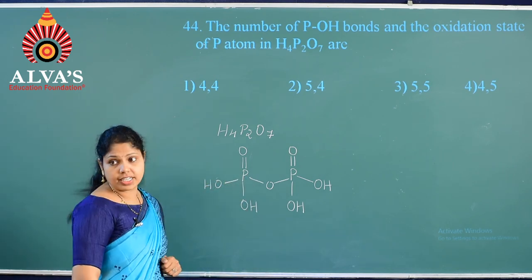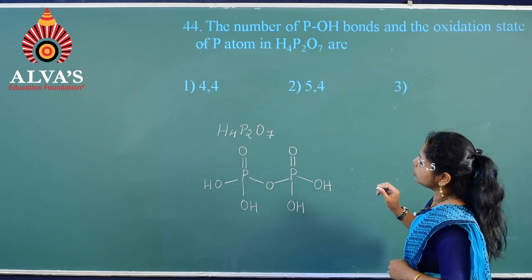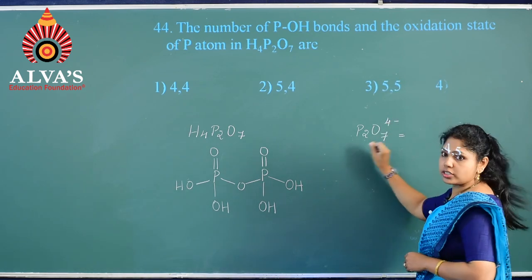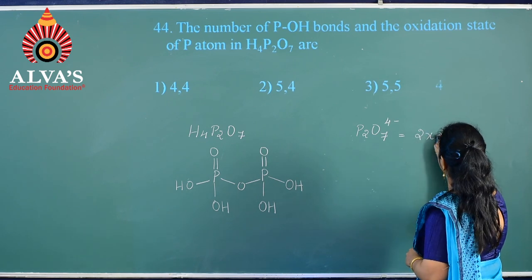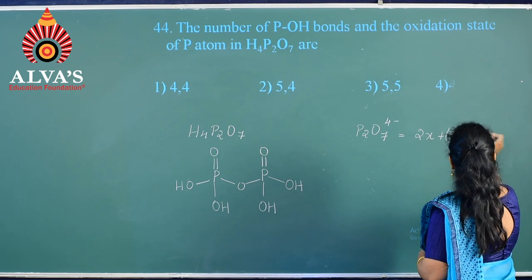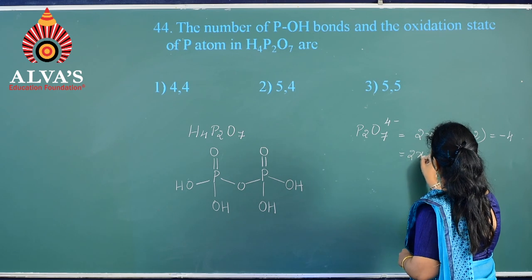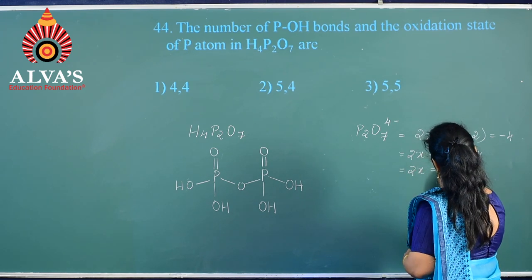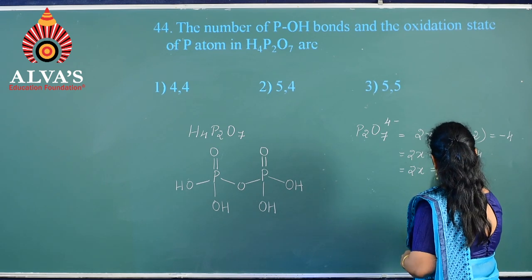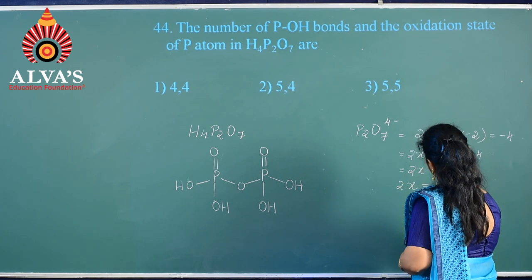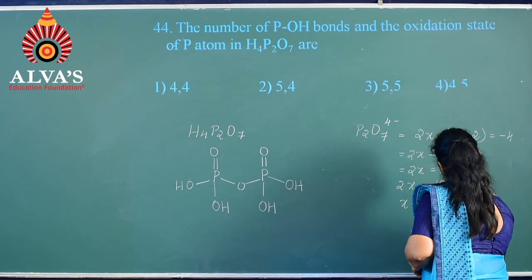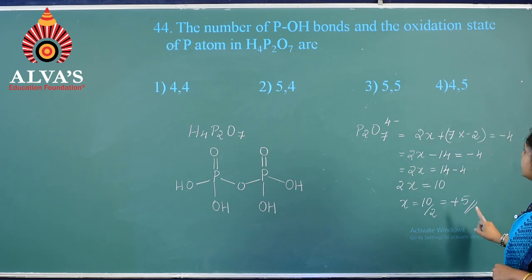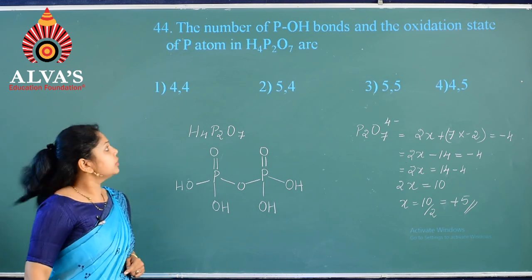One more thing you have to find out is the oxidation state of the phosphorus here. It will become P2O7 4 minus. We don't know the oxidation state of phosphorus, so it will be 2x plus 7 into minus 2, which is equal to minus 4. So, 2x minus 14 is equal to minus 4. Hence, x is equal to 10 by 2, that is equal to plus 5 oxidation state. So, here the number of P-OH bonds is 4 and the oxidation state is 5. So, 4 and 5, hence it is option number 4.